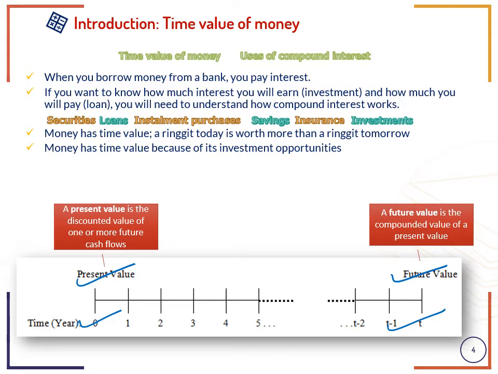Assume an investment of 1,000 ringgit for 3 years with interest rate of 8% compounded annually. The amount at the end of third year is 1,259 ringgit 71 cent, where the extra amount of 259 ringgit 71 cent is considered as interest earned.